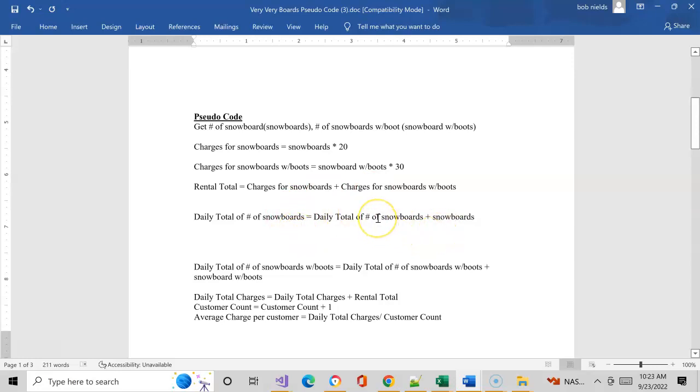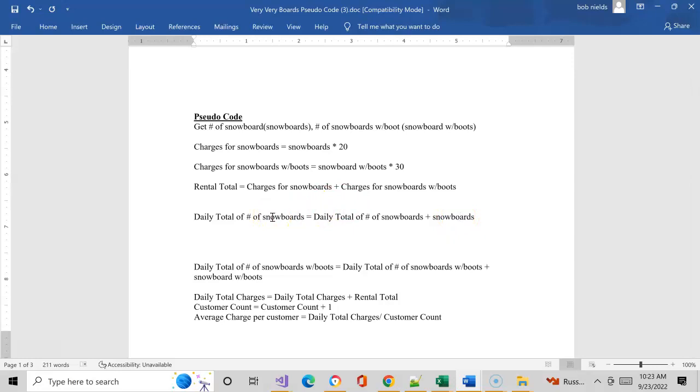So we're going to take the snowboards that were there before, add the new snowboards from the new customer that walked in the door, and replace it over here. So first time in, 0. Maybe they rented 2 snowboards. This will now become 2. Next time through, this will be 2. Maybe the new customer rented 3 snowboards. This will now become 5. Does that make sense? Look at that.